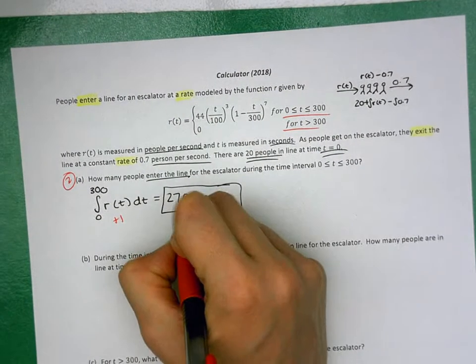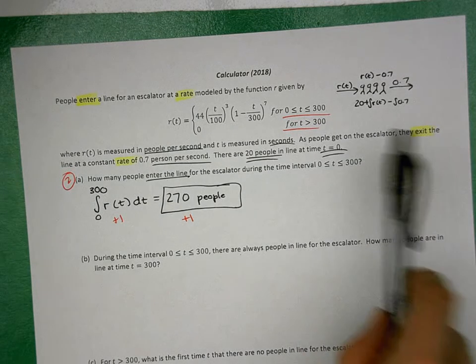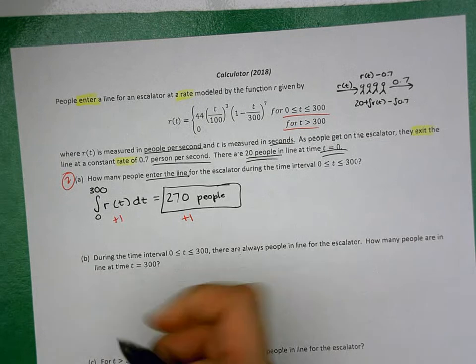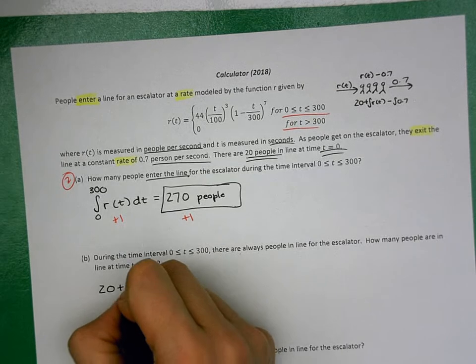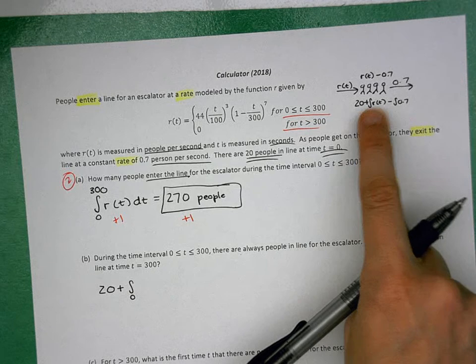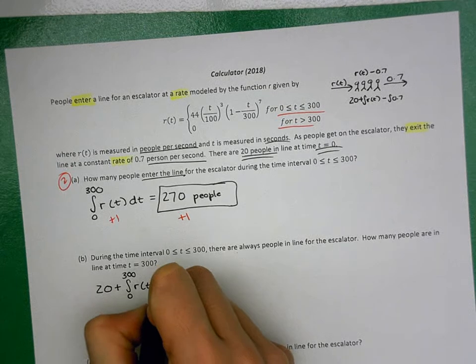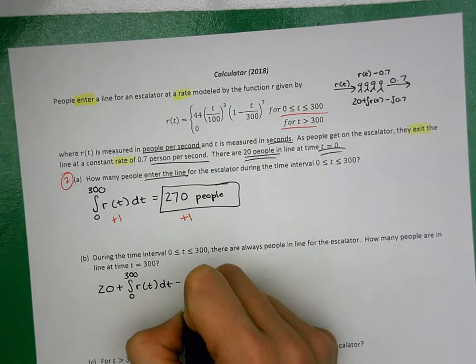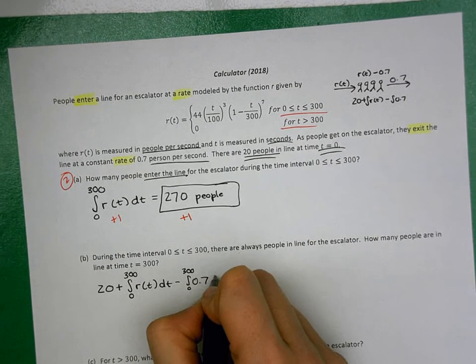Okay, part B. During the time interval 0 to 300, there are always people in line for the escalator. How many people are in line at time t equals 300? So in line, this is the number of people in line. We started with 20 already. And then some amount, the total number that entered, right? So the total that entered from 0 to 300, minus the total that left, the 0.7, would be how much is in there.